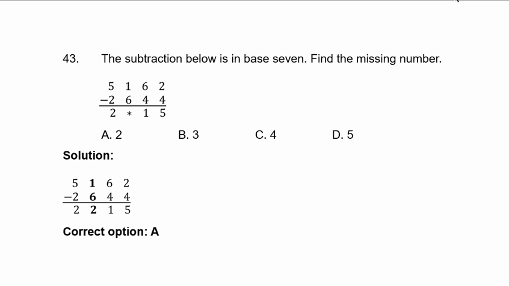Question 43. The subtraction below is in base 7. Find the missing number. You can get that number by considering this column. Now, 1 minus 6 cannot. You come here and borrow. Here remains 4. Because you are dealing with base 7, that one you borrow, when it gets here, it becomes 7. 7 plus 1 is 8, and 8 minus 6 is 2. So the missing number is 2. A is the correct option.